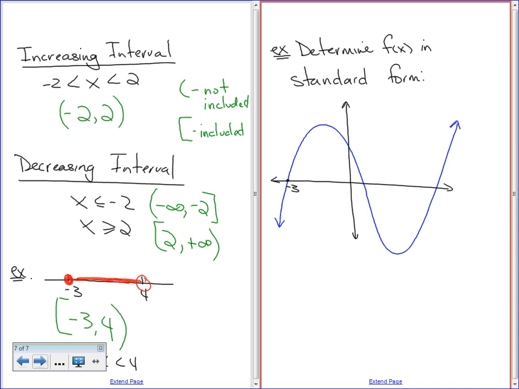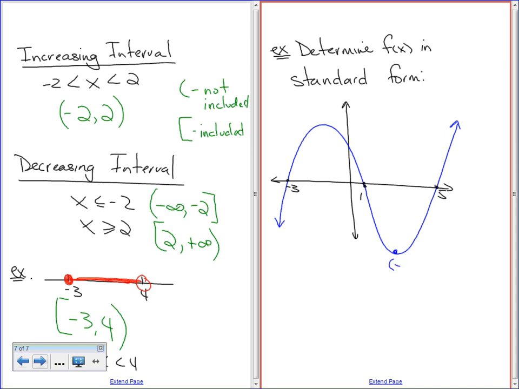That's -3, that's 1, and that's 5. Once you get the zeros, you can put it into factored form. Once you get it into factored form, you're going to need to find out that number in front. In order to do that, you're going to need a point on the function.